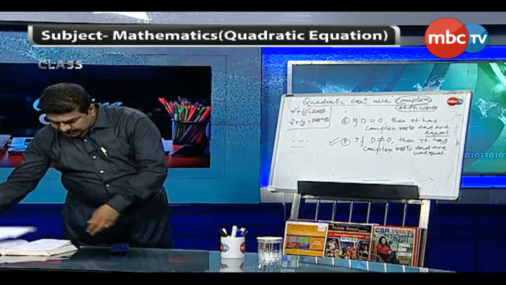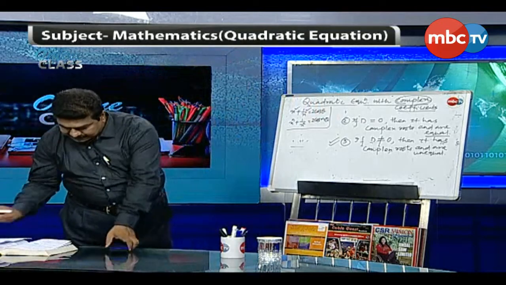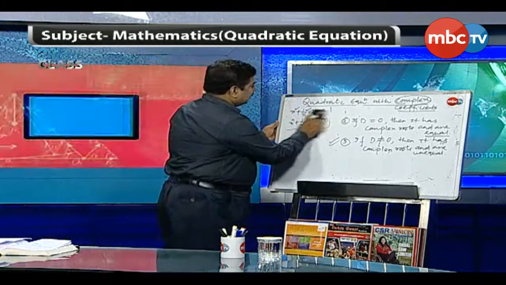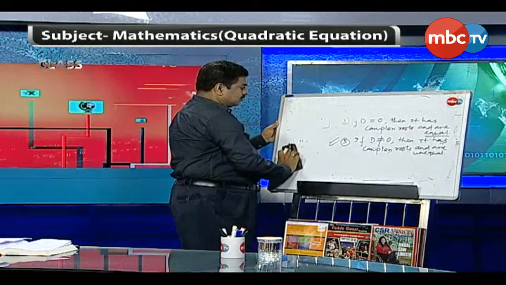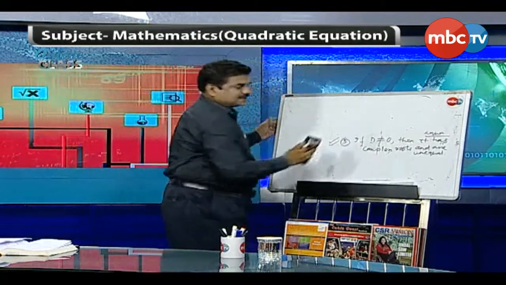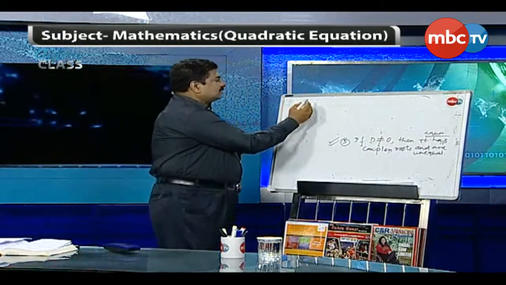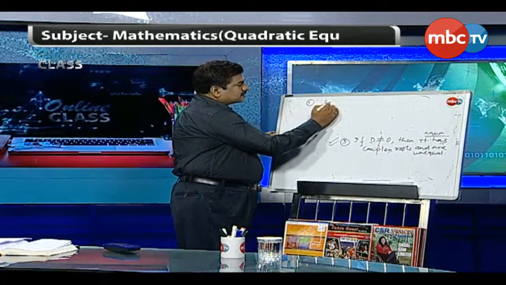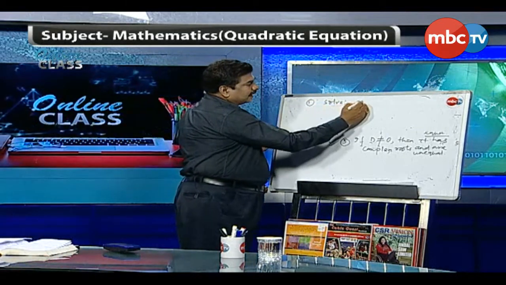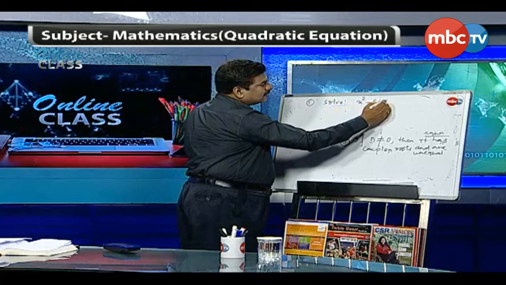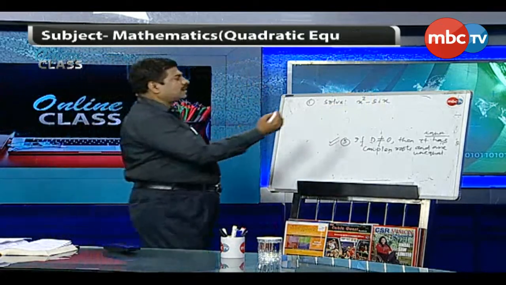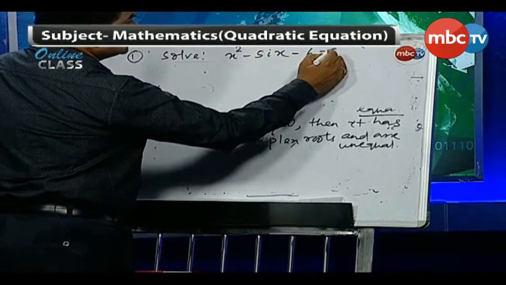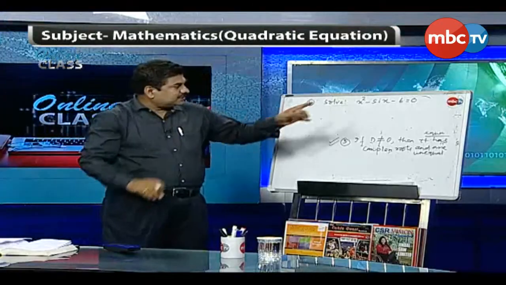Write down the question. I will solve one question regarding quadratic equation with complex coefficients. The first question is, solve x square minus 5ix minus 6 equal to 0. All of you see the question.